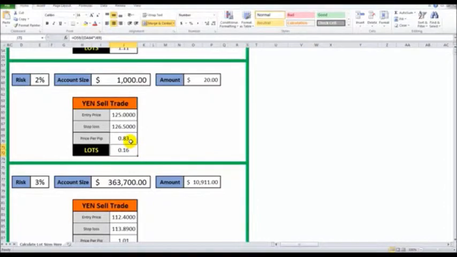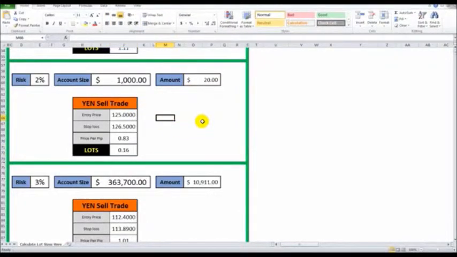Now, if you're thinking to yourself, I can't do that. I can't risk 0.16 lots with my broker. My suggestion to you is to find a broker that will allow you to do that, because what that means is you're going to have to decide, are you going to risk less than $20 or less than 2% or more than $20 or more than 2%. And once you go down that path, lots of bad things can happen.